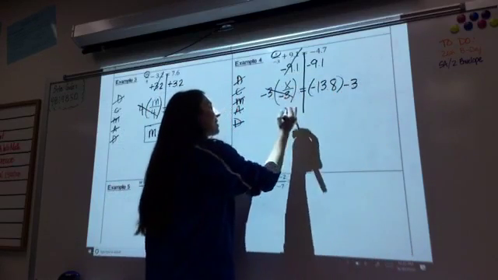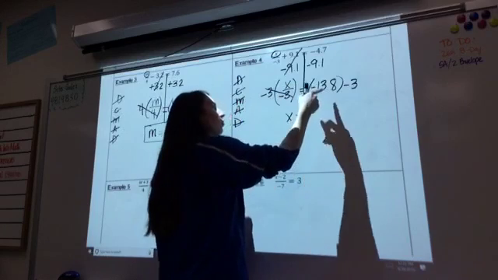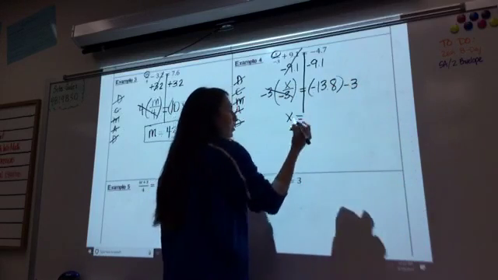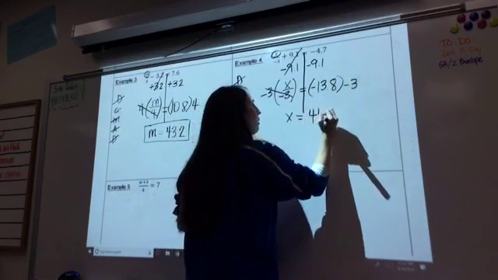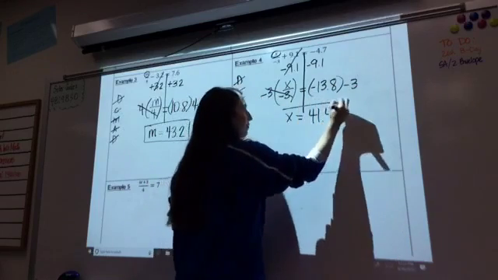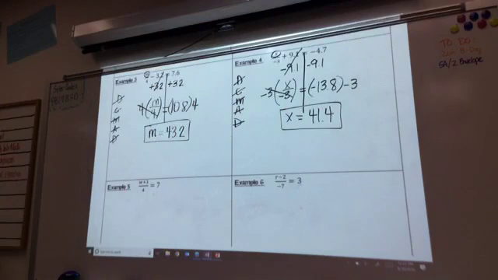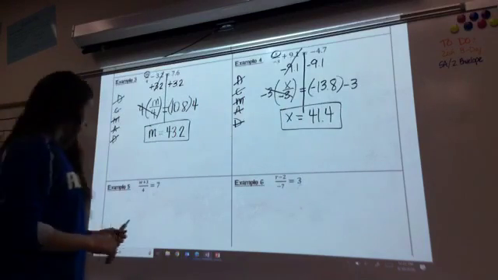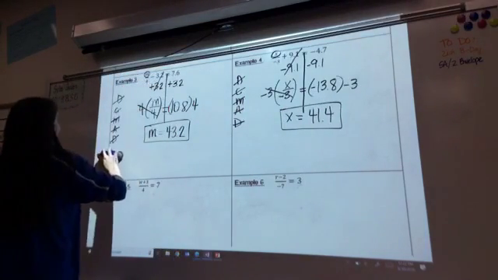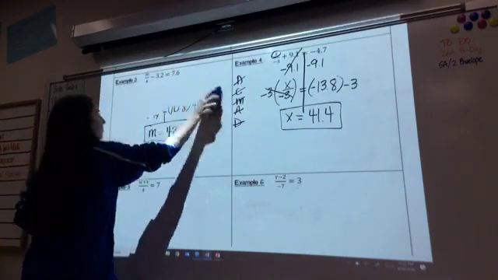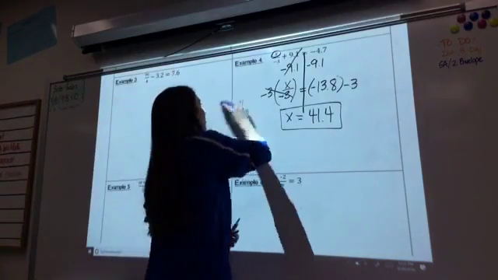So those negative 3's cancel out. I'm left with x equals, what's negative 13.8 times 3? 41.4. It becomes positive. We okay with that? Give me a thumbs up if I can erase, and we can do the last 2 problems. Perfect. Thanks for catching that.